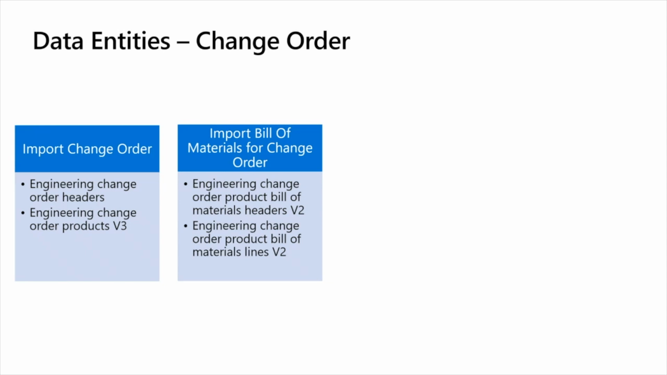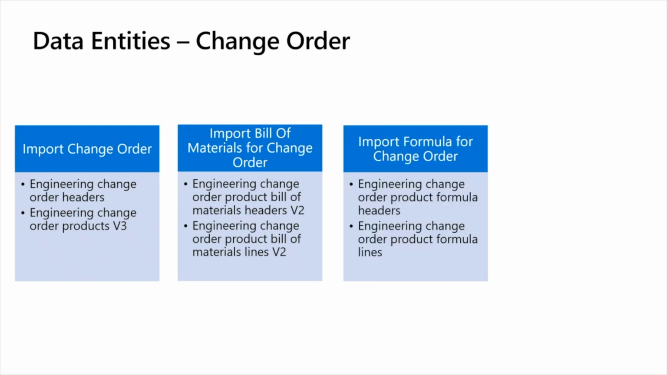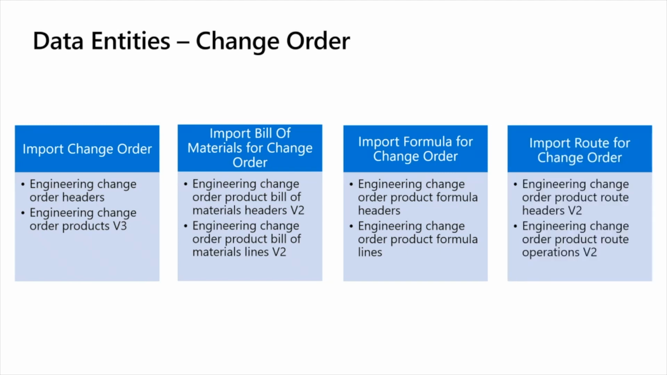Once you have the change order header and change order product details imported, you can also import the bill of materials for the impacted product using the engineering change order product bill of materials headers v2 and engineering change order product bill of materials lines v2 entities. Similarly, you can import formula for the impacted products. And finally, you also have entities available to import route details against those impacted products. For that purpose, you should look for these entities.